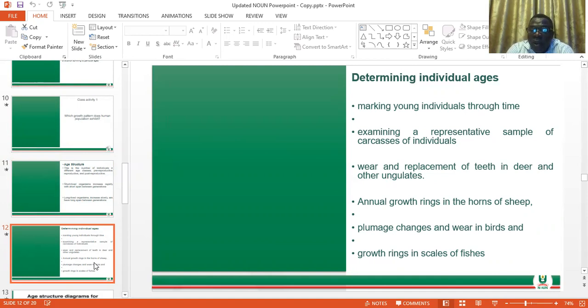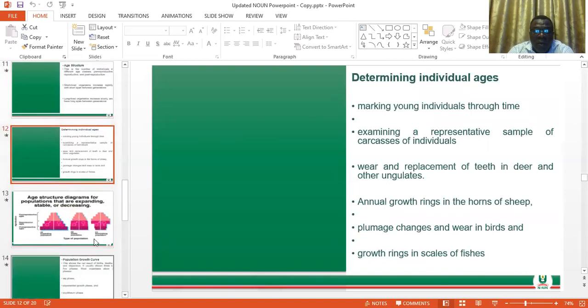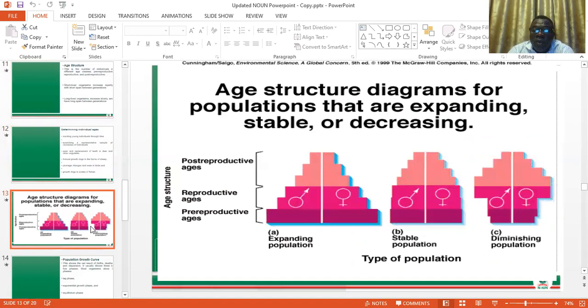The annual growth rings in the horns of sheep are also used to determine the age of mammals. Plumage changes and wear in birds, and growth rings and scales of fish. So these are the six ways that are used to determine the age of any species. The chart here shows what we're talking about.